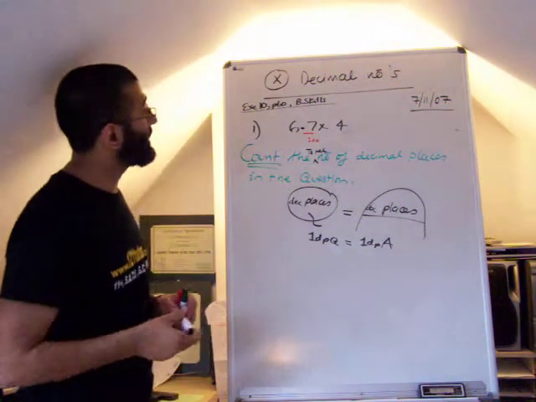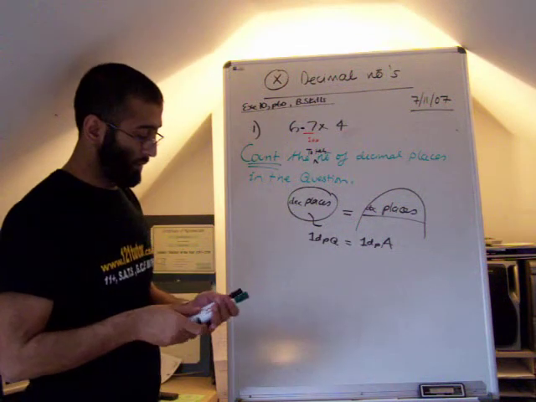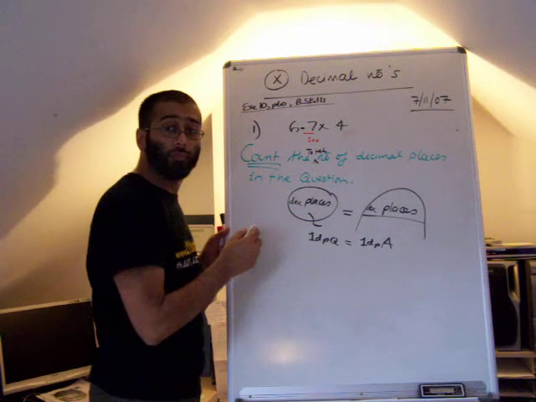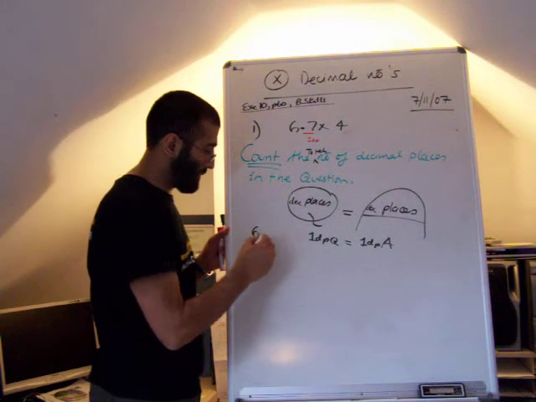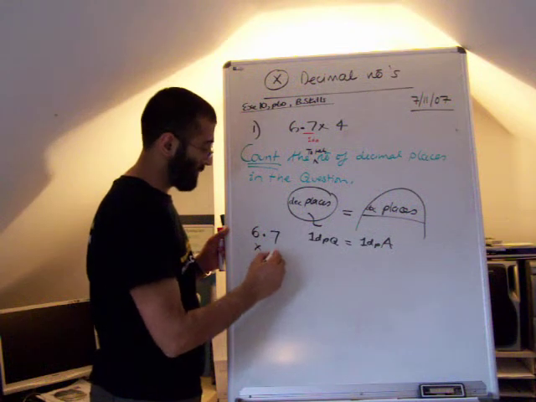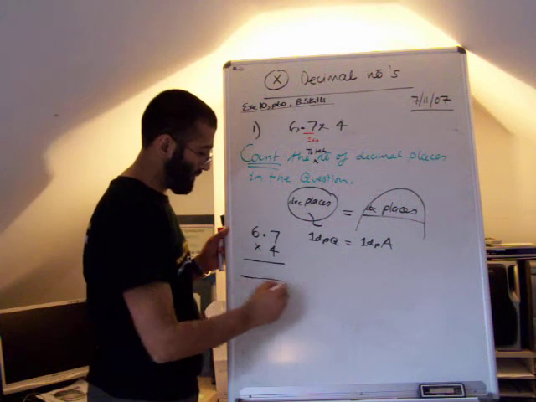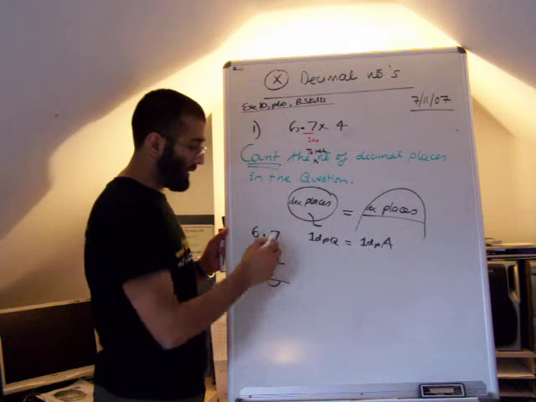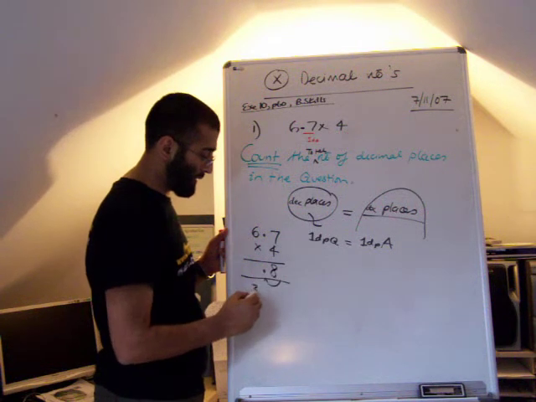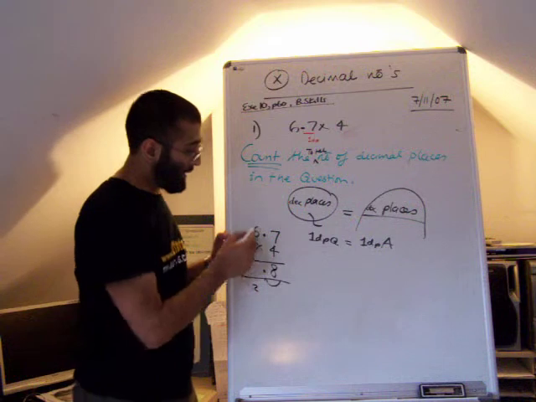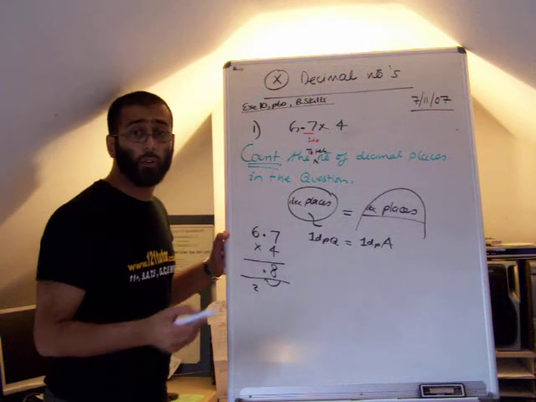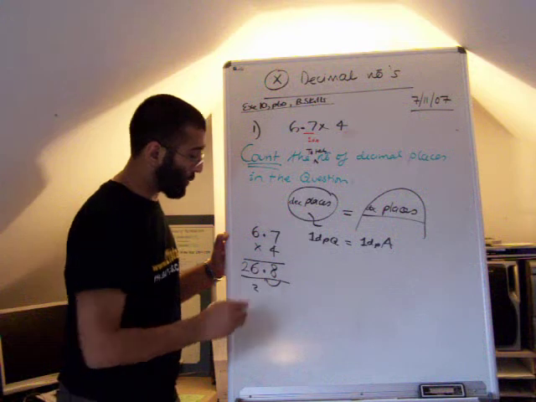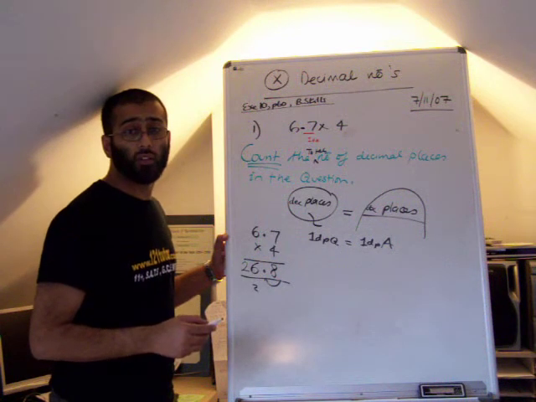Okay, now let's actually do the question. We'll have 1 decimal place in the answer, so we'll put that in here. 7 times by 4 is 28. 6 times by 4 is 24. Add the 2 on the bottom and that gives us 26. So the answer there is 26.8.